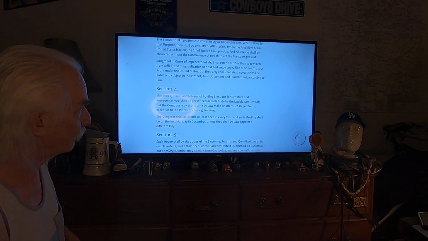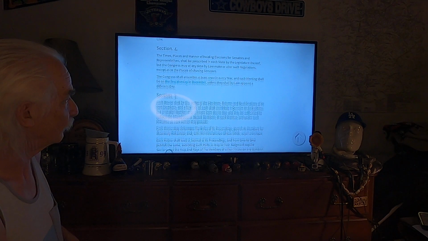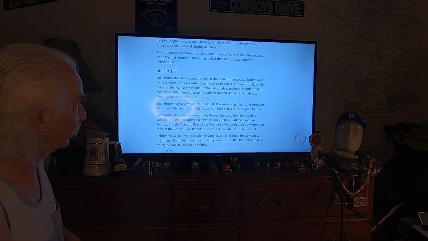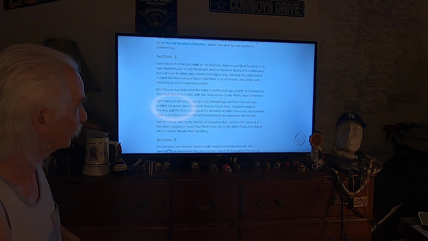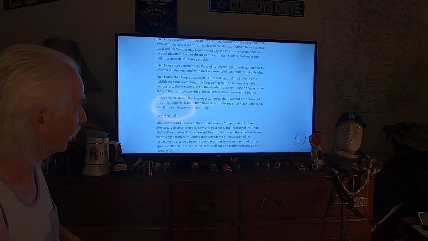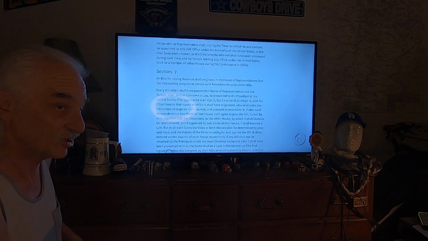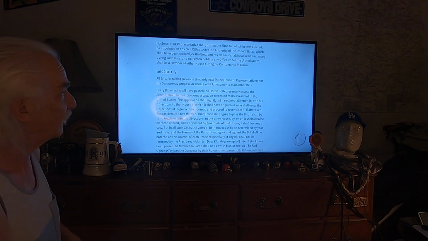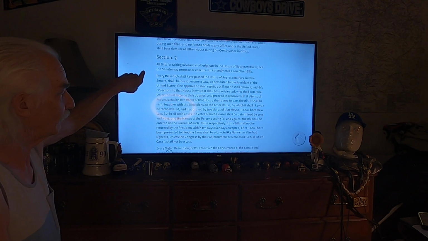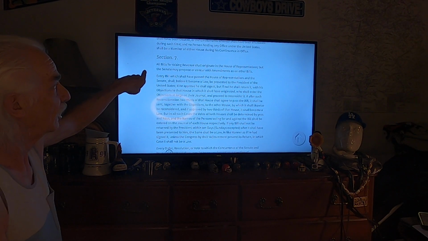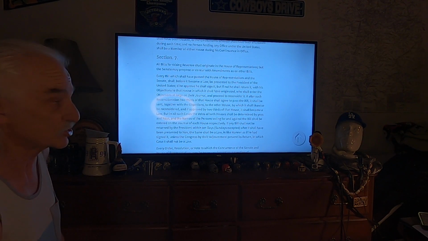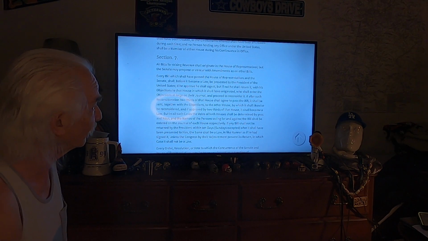Section 4 has to do with the meeting times of the Congress. Section 5 has to do with the conduct of the members of the Congress. Section 6 has to do with the compensation of the members of Congress. This Section 7 is very important that you understand. All bills for raising revenue shall originate in the House of Representatives.